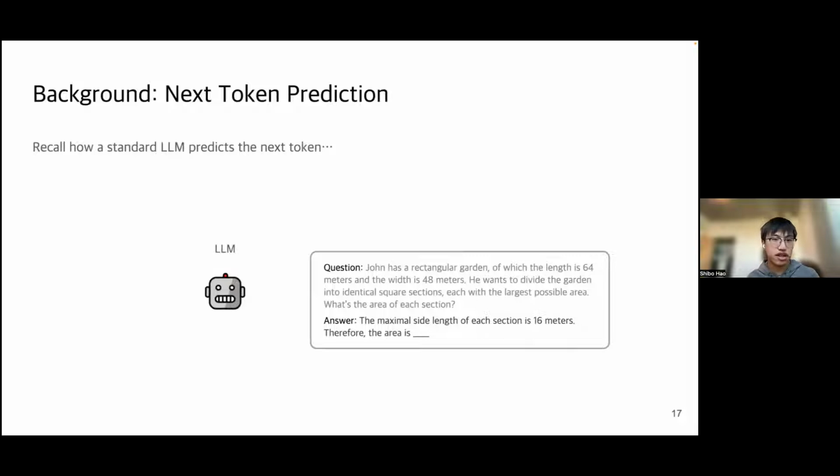First, let's go through some background. We can recall how a standard LLM predicts the next token.